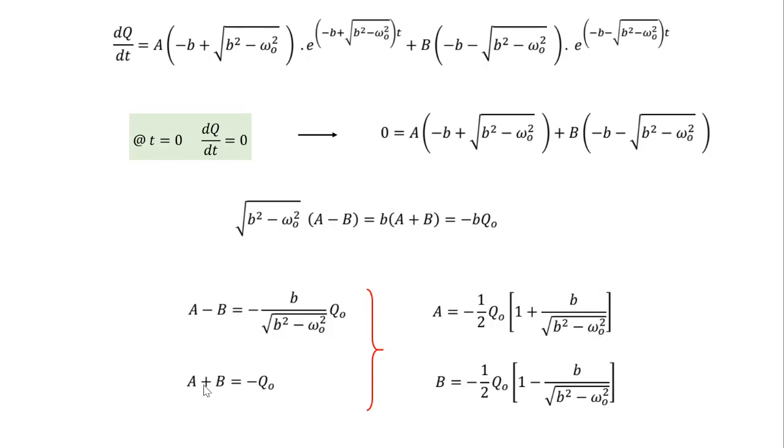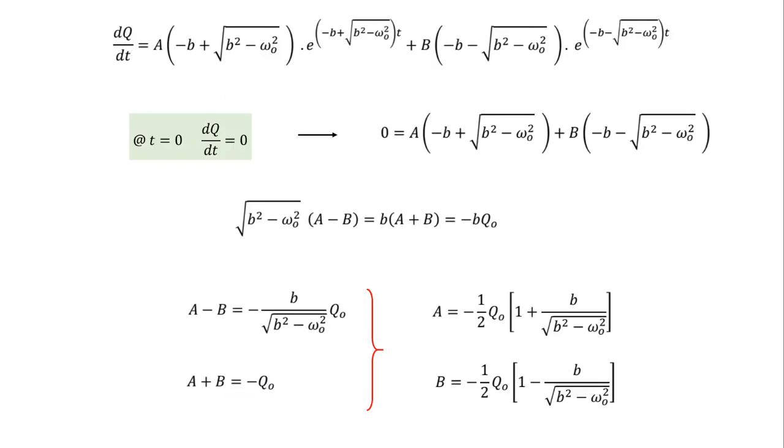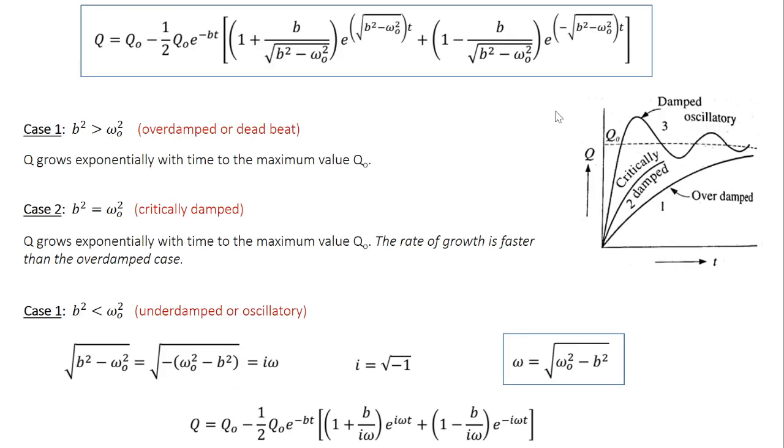Now what you do? You subtract these two equations. So A plus B minus A minus B, the A term gets cancelled. You can find the value of B as minus half Q naught, 1 minus b divided by square root of b square minus omega naught square. Now in the equation for Q, substitute for A and B. Guys, this is going to be really bulky. Once again, don't worry about it.